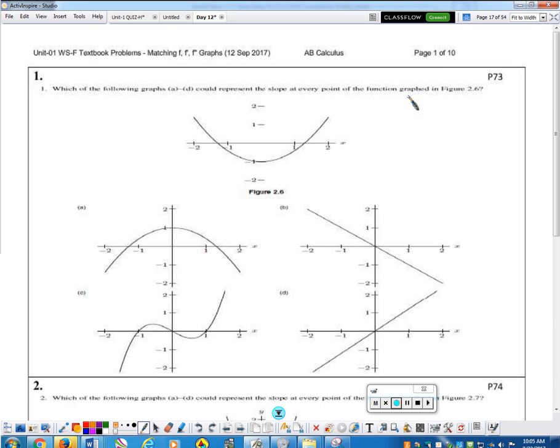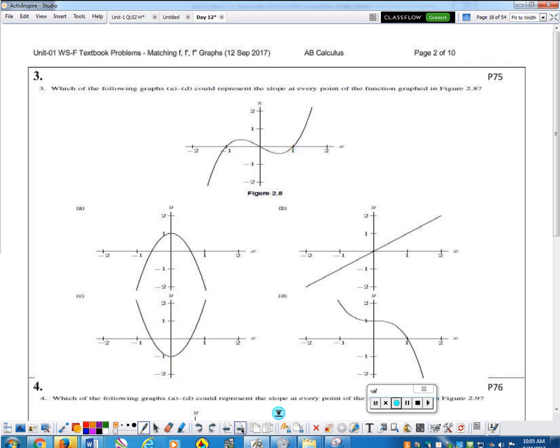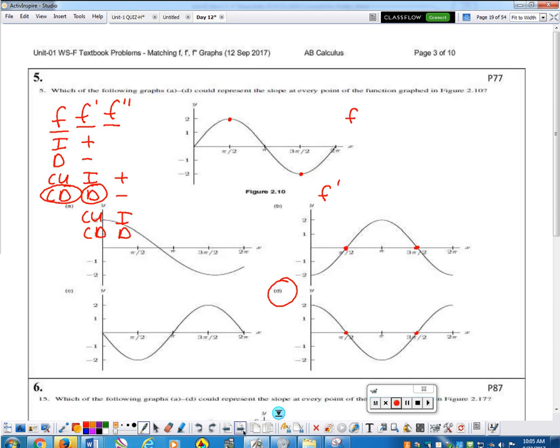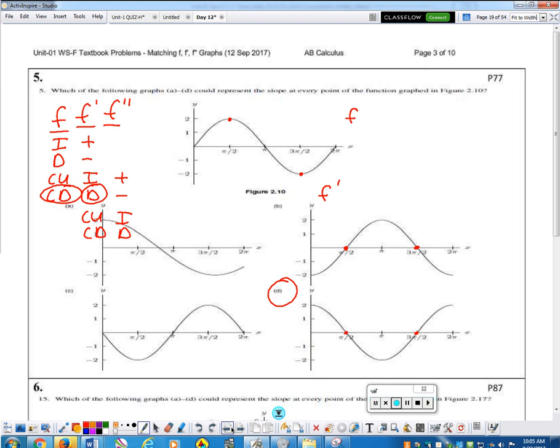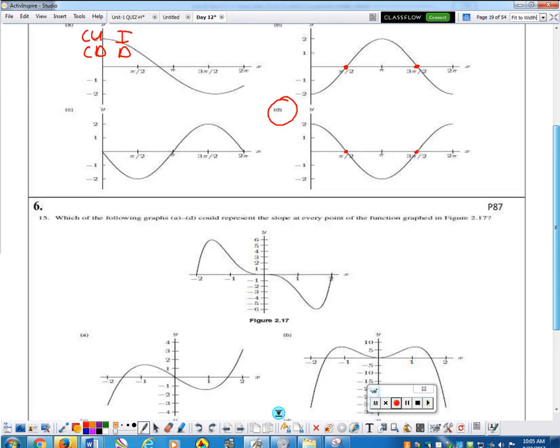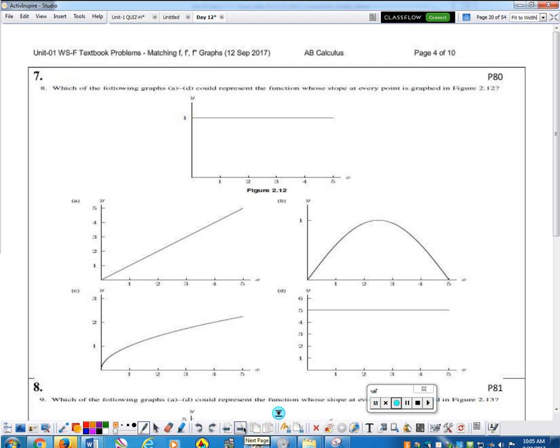Are you having trouble with the question? Okay, turn in the packet to, just so you can see the contrast, I believe it's number 5. No, that's not it, sorry. Next one over, number 7. Yeah, number 7. Check the wording in 7, how it's different. Which of the following graphs, A through D, could represent the function whose slope at every point is graphed here? So they switched it on you.